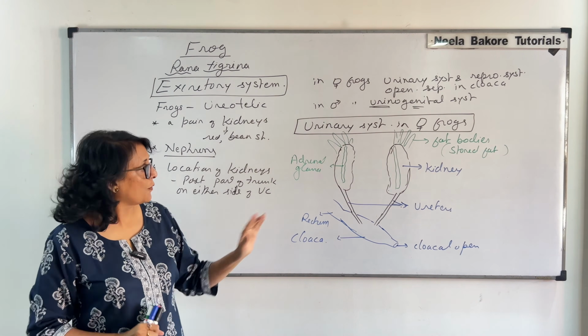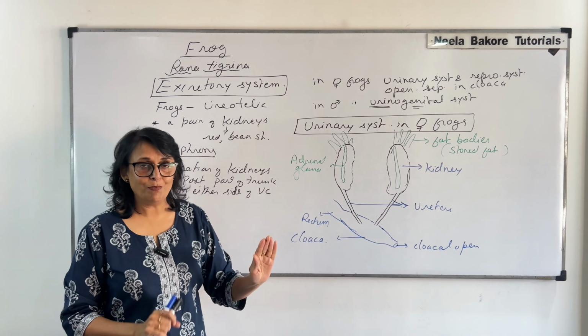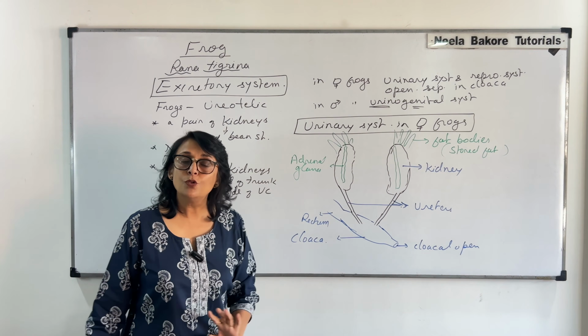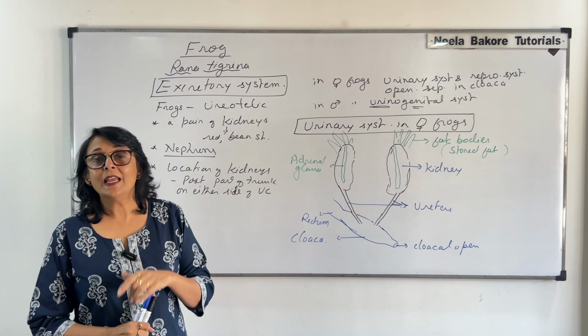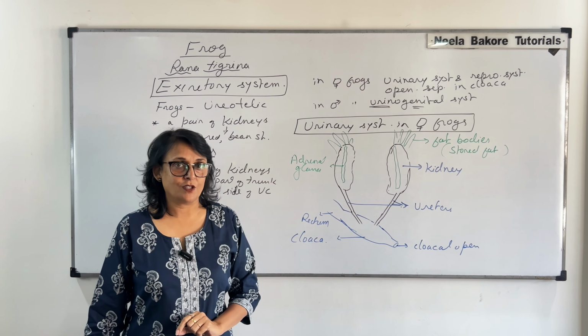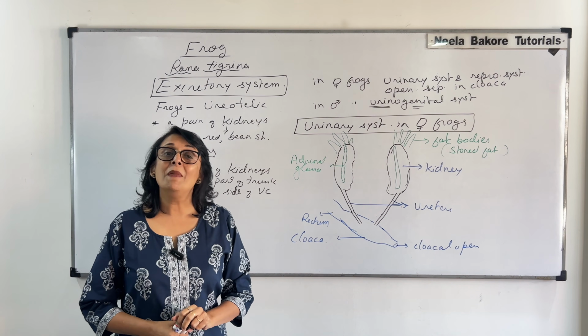So in female frog, urinary system is a simple, independent system, and it opens directly into the cloaca. Now, in the next part, we will be talking about the urinogenital system that is seen in case of male frogs.